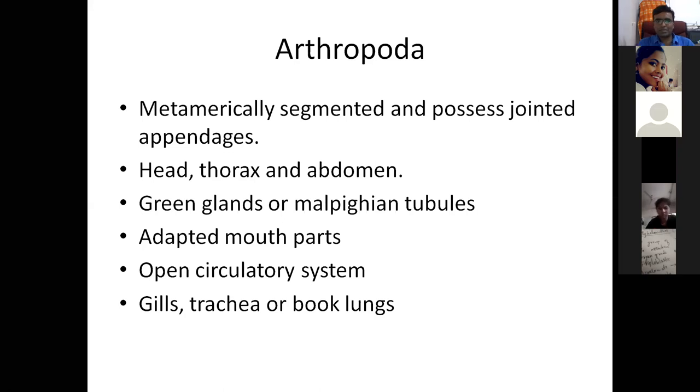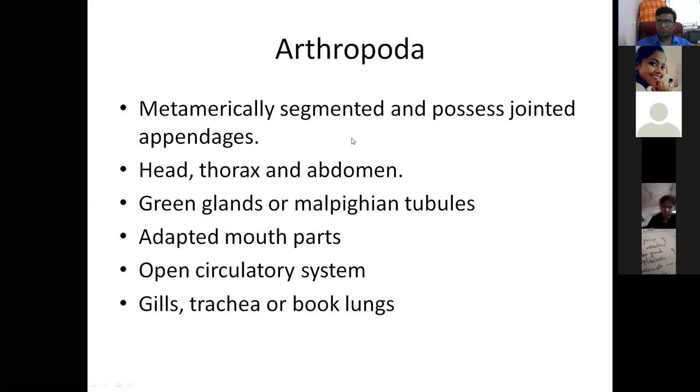Can you answer the function of green gland and Malpighian tubules? Correct. Excretion is the function. There are different types of mouth parts in arthropods because it is the largest group of organisms. Many of them are well adapted to different habitats. Because of that, their body structures also get adapted. One of the very well adapted body structures is the mouth parts.